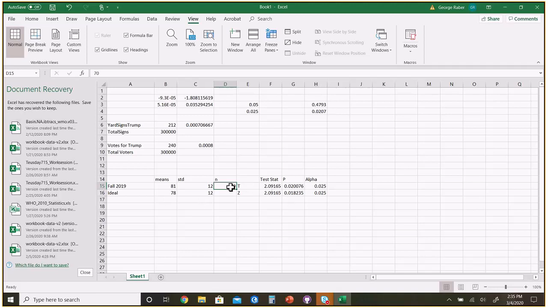Let's see if we do 65. If we have 65, still not. 60. If 63 samples, we would reject it if we knew the population mean. But if we didn't know for sure what the population mean was, we'd still not reject it.